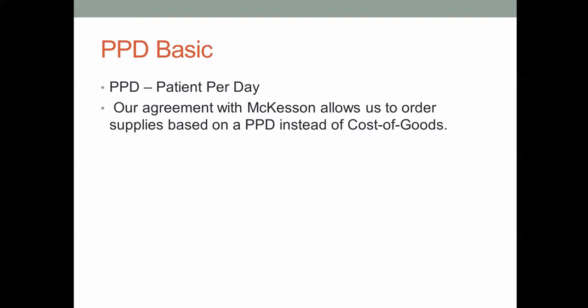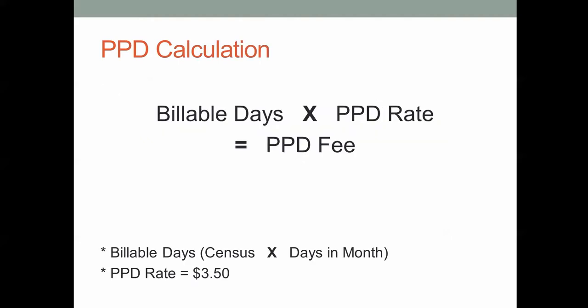To break it down even further, we're going to go ahead and look at the overall calculation on how this is determined. So your total billable days, which is your census times the number of days in the month, times our current PPD rate, which is at $3.50, equals our PPD fee. When we look at the report, we're going to be able to see the comparison of what our PPD fee is in comparison to what our cost of goods are.